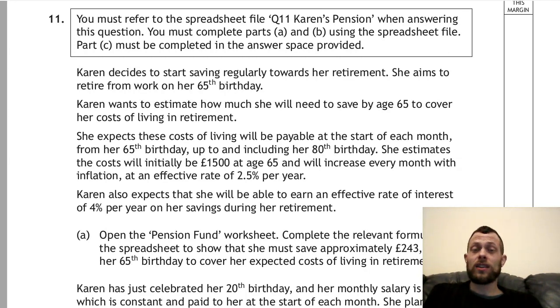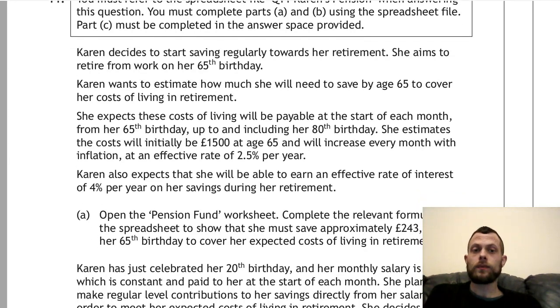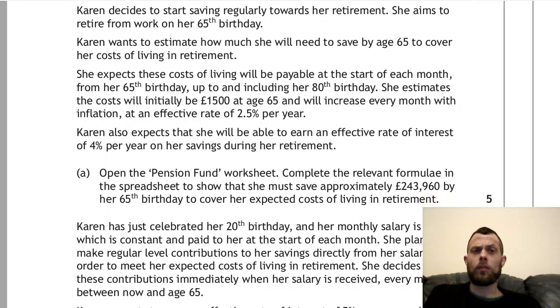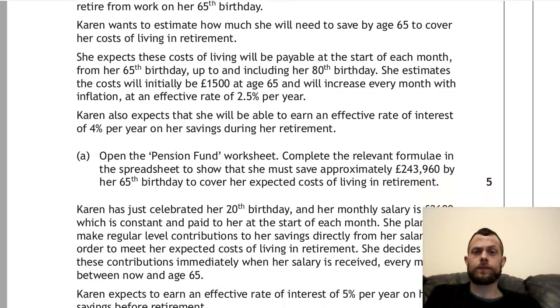Which again is a slightly unusual one that we've not had so far, using a spreadsheet. So it will be interesting if we ever do get a financial spreadsheet like this. So Karen is saving towards her retirement, and there's quite a lot of writing here to read through, and we need to find out how much she will have to have saved by age 65.